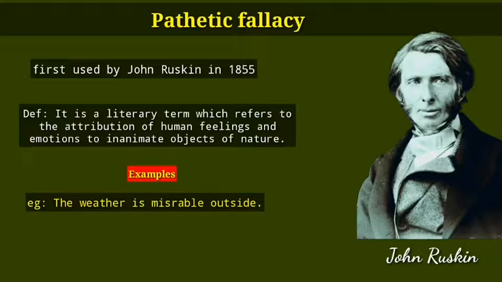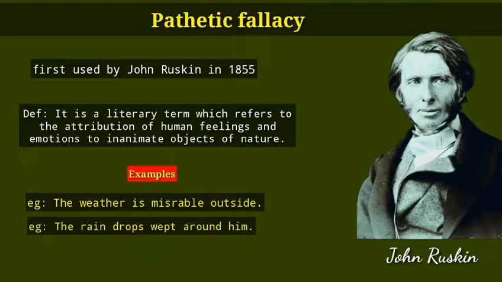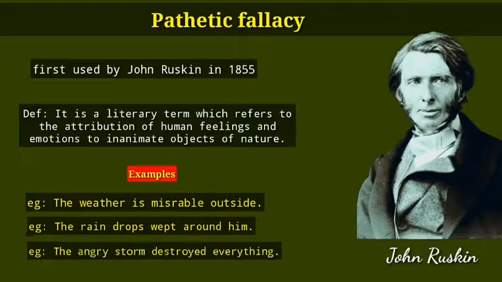And look at the second sentence: the raindrops whipped around him. Again in this sentence pathetic fallacy is used because the human emotion is attributed to a non-human object, that is raindrops. And look at the third example: angry storm destroyed everything. Again in this sentence the emotion of a human being is attributed to an inanimate object. So it is also pathetic fallacy because a storm cannot be angry.